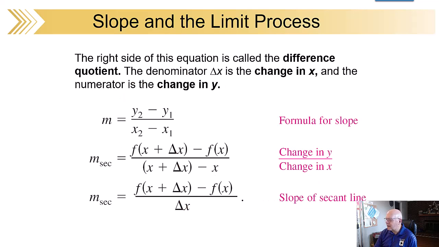The right side is called the difference quotient. I had us do that special one day because it is so important. This gives us slopes of secant lines.